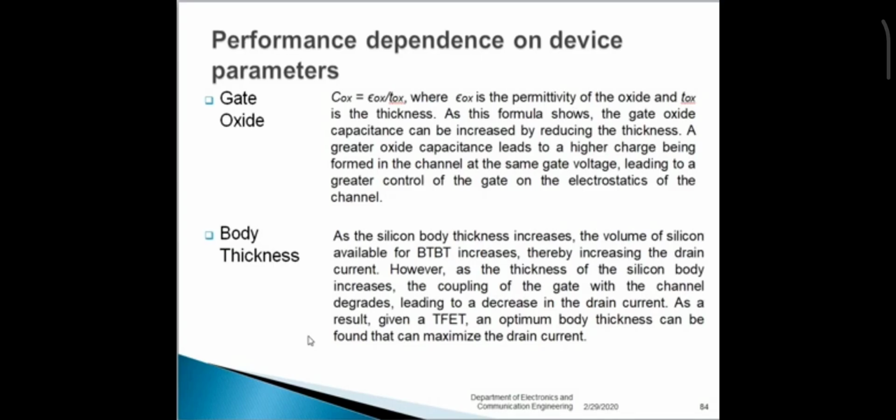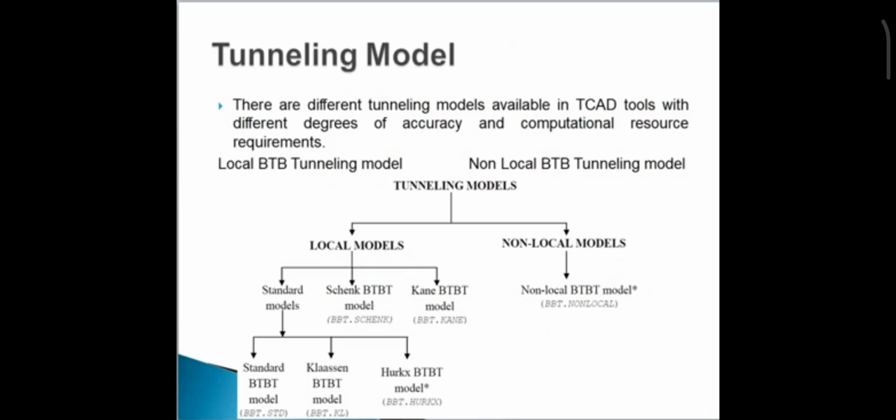For the double gate TFET, the drain current reaches maximum when the silicon body thickness is between 10 to 20 nanometer. In the literature survey, it is also found that the subthreshold swing is strongly dependent on the thickness of the TFET body. As the thickness of the body is reduced, the subthreshold swing of the TFET improves. Next is the tunneling model.